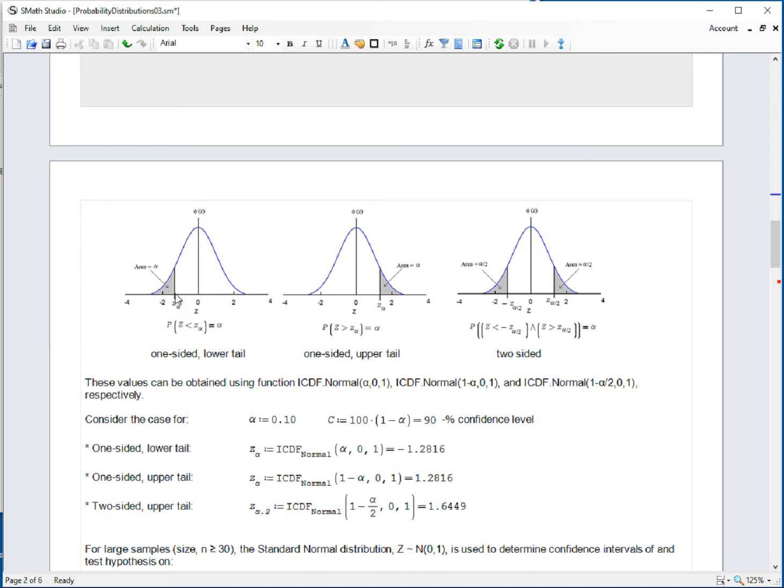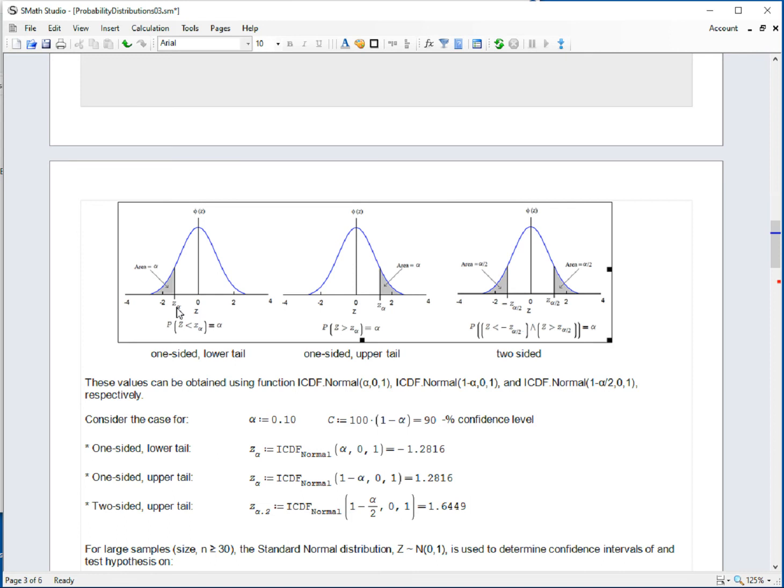For critical values, for example, we have the one-sided lower tail. We're looking for a value minus z sub alpha so that the probability to the left is equal to alpha, or that the probability of z being greater than that z sub alpha is equal to alpha. And if we split the probability alpha symmetrically into alpha over 2 to the right and alpha over 2 to the left, these values turn out to be negatives of each other.